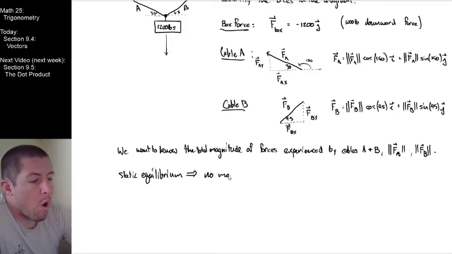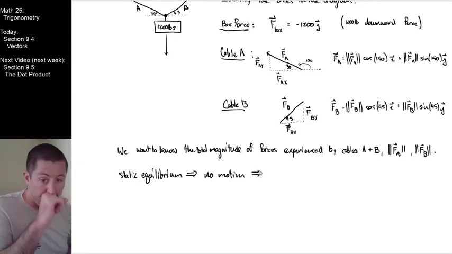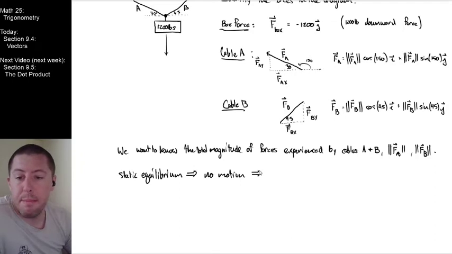So static equilibrium, what that's trying to convey to us is that there's no overall motion. So there's forces that are being applied, but there's no overall motion. And so if there's no overall motion, what that means to me is this.